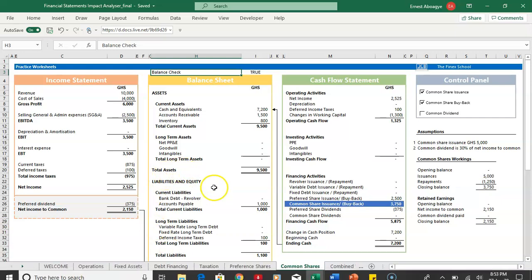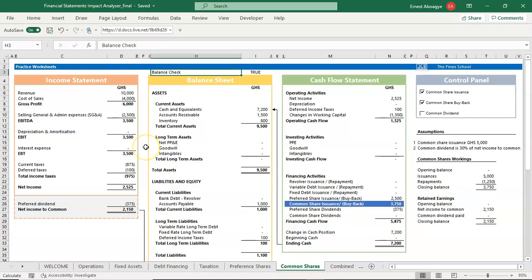It also has no impact on the income statement because there's no line within it where its cost, being the dividend, would have been charged. We have the interest line here for debt financing. We have the preferred dividend here for preferred share financing, but we don't have the common dividend line anywhere in the income statement. So you have to pay particular attention to that.